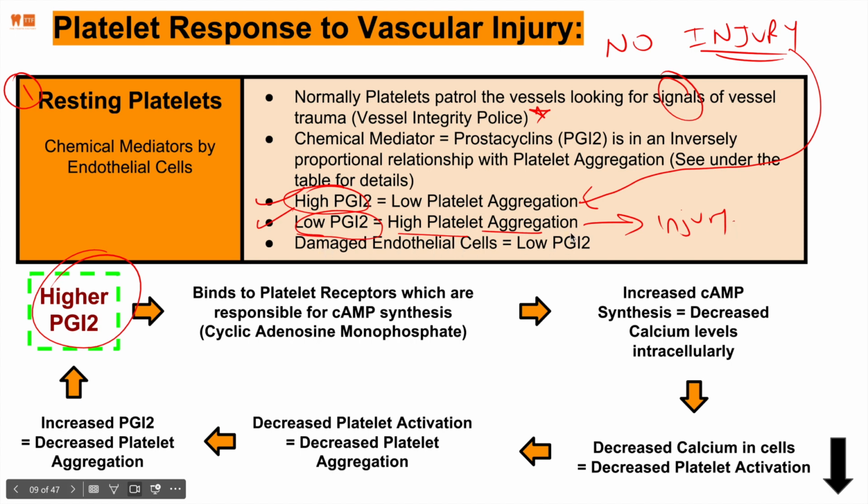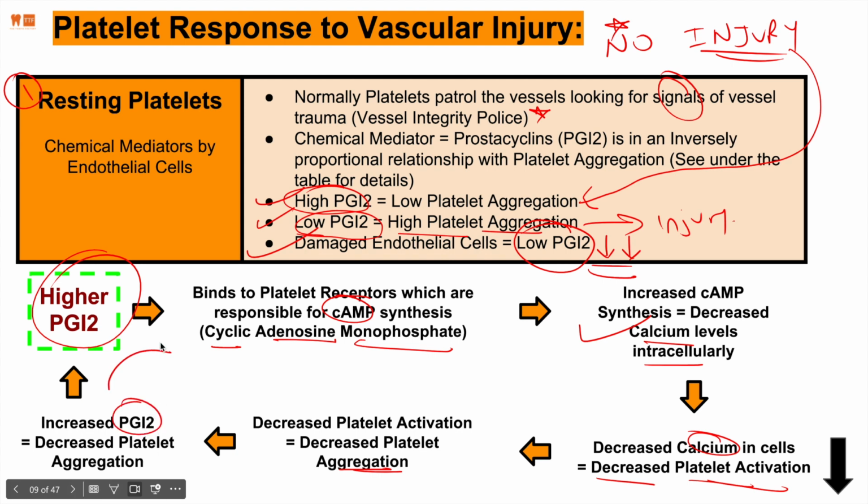Damaged endothelial cells will drop prostacyclin levels. Fair enough? Okay, so normally, when there's no injury, higher prostacyclin binds to platelet receptors which are responsible for cyclic AMP, which is cyclic adenosine monophosphate. Cyclic AMP then decreases calcium levels inside the cells. Because there's less calcium, there's less platelet activation and less platelet aggregation. And because of that, more prostacyclin comes up, leading to the cycle again.